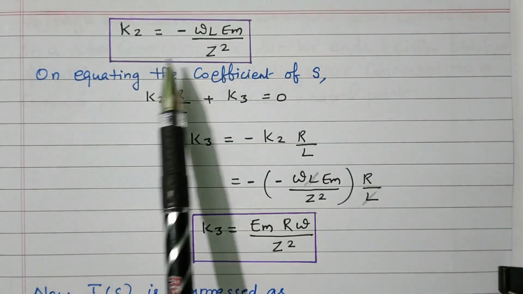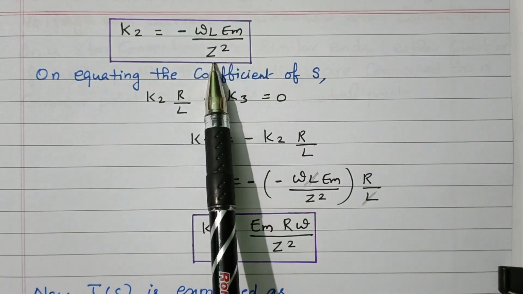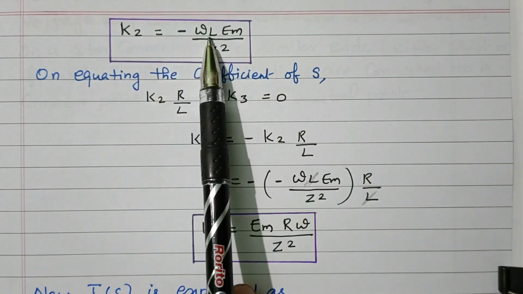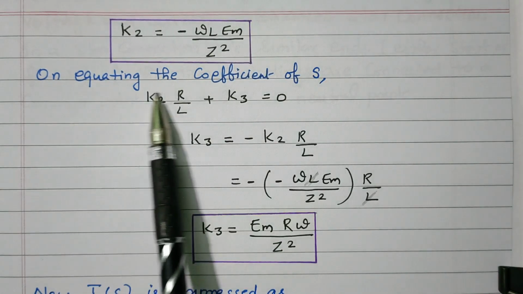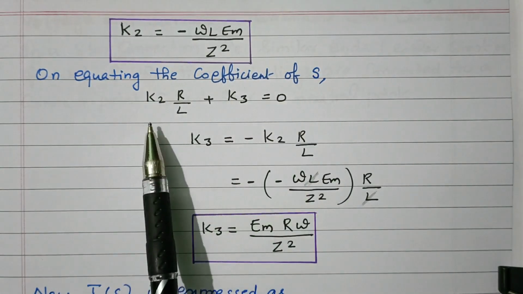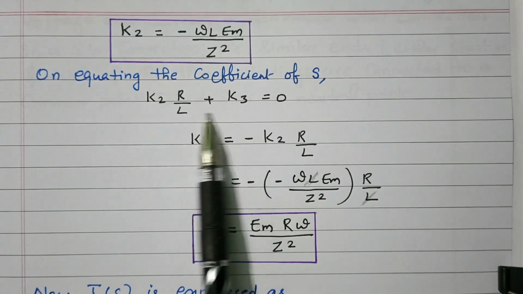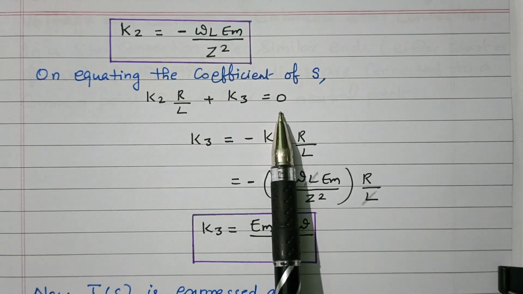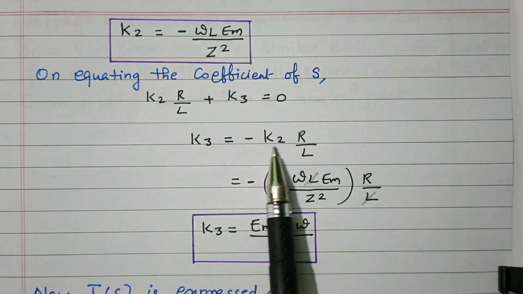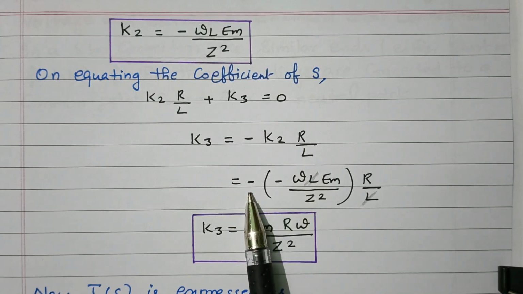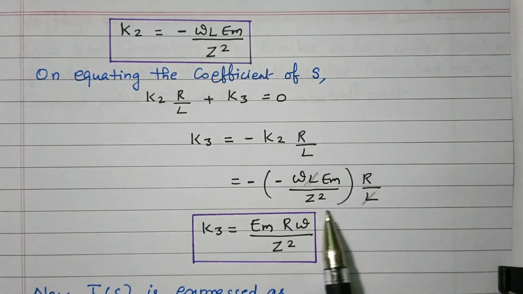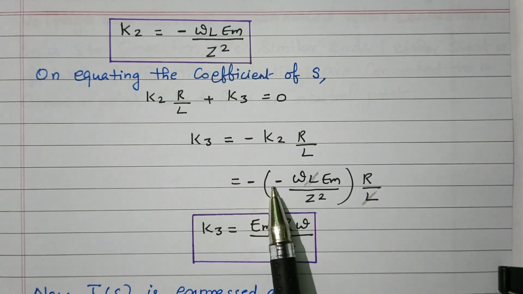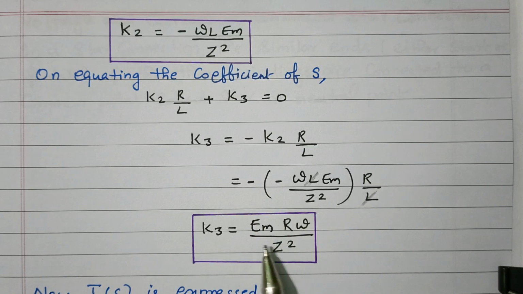So k2 equal to minus k1. k1 we already calculated, omega l em by z square. So k2 equal to minus omega l em by z square. Now we got the k2 value also. Now k3. For that, on equating the coefficient of s, we already discussed this k2 r by l plus k3 is the coefficient of s, that is equal to 0. That side no coefficient available. So k3 equal to minus k2 into r by l. Minus of k2 value already available; here also one minus is there. Minus omega l em divided by z square into r by l. So both negatives become positive. This l got cancelled. So em omega r divided by z square.